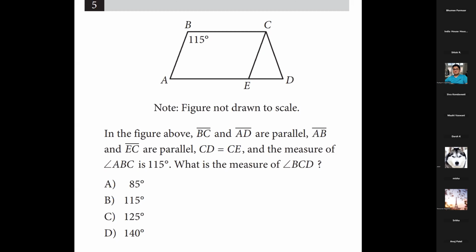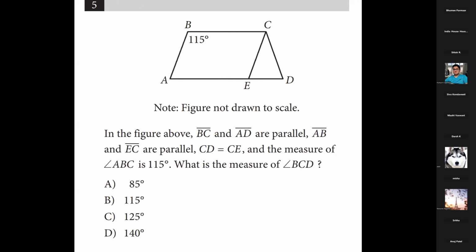Okay, so for question 5, we're given an image and we're told that BC and AD are parallel. So this and this are parallel. AB and EC are parallel. And CD equals CE, so these two are the same side lengths. What is the measure of angle BCD if ABC is 115?